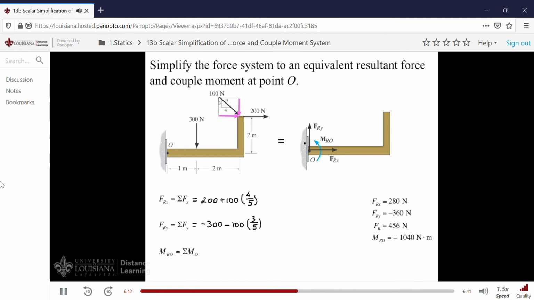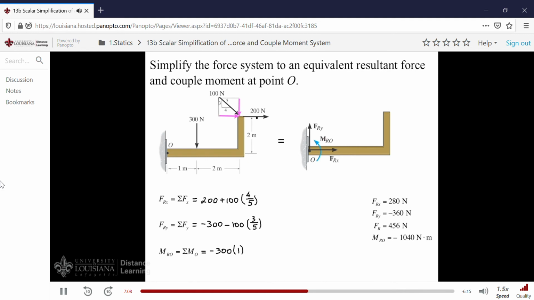Finally, we have to take moments around point O. So to do that, I'll start with the 300 Newton force. Will that create a positive or negative moment? It'll be negative, won't it? Because it rotates clockwise around O. Therefore, our first term is equal to minus 300 times our moment arm distance of 1 meter.